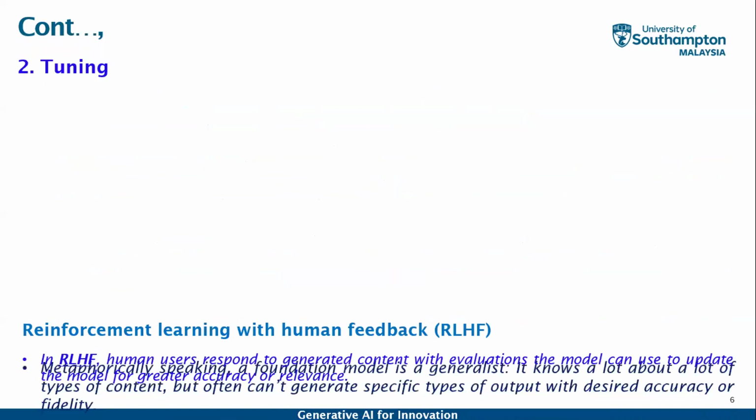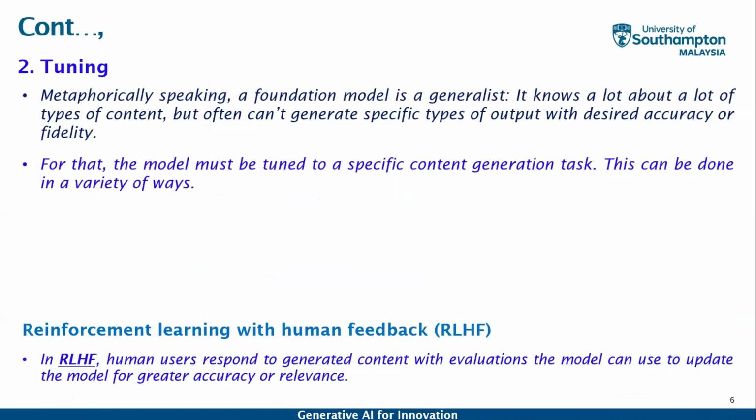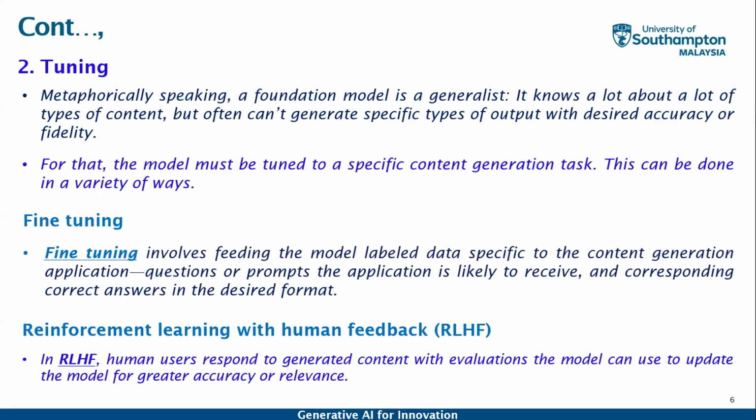So coming to tuning, metaphorically speaking, a foundation model is a generalist. It knows a lot about a lot of types of content, but often can't generate specific types of output with desired accuracy and fidelity. So the model must be tuned to a specific content generation task. This can be done in a variety of ways. How exactly? That will be done by using a prompt, that means based on the keywords you are using, which type of keyword you are going to use, and how you are going to retrieve. So it should be clear. Even if you don't write it clearly, sometimes it will take an assumption, which may be wrong.